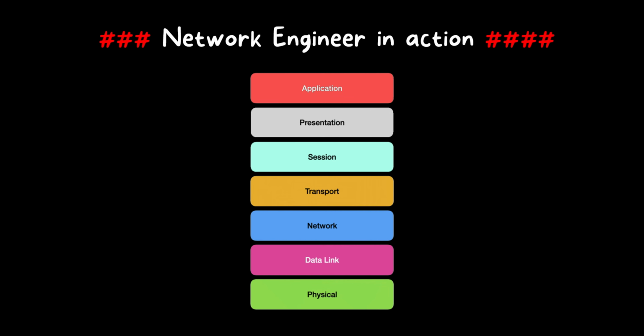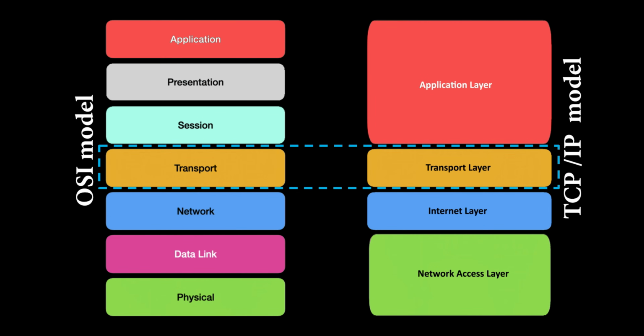Now let's talk about a place in the OSI model where network engineers start to care: the transport layer. The transport layer is one of the few layers that is exactly the same in the OSI model and the TCP/IP model. So in the last chapter, we were talking about the first three layers in the OSI model.